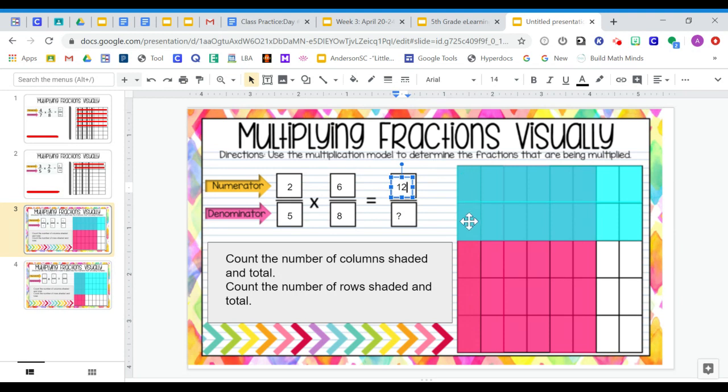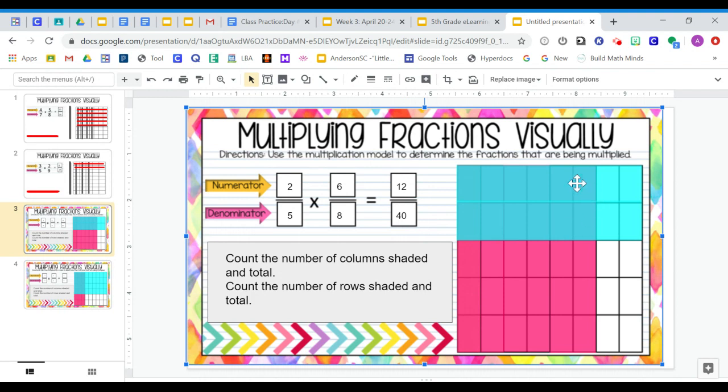Well, remember, I had 1, 2, 3, 4, 5 rows, and 1, 2, 3, 4, 5, 6, 7, 8 columns. 5 times 8 means there'll be 40 total blocks. And I can count this by fives to see 5, 10, 15, 20, 25, 30, 35, 40. So I have 40 total blocks in all. I have 12 shaded both colors out of 40 in all. So my answer is 12/40. Again, 2/5 times 6/8 is 12/40.